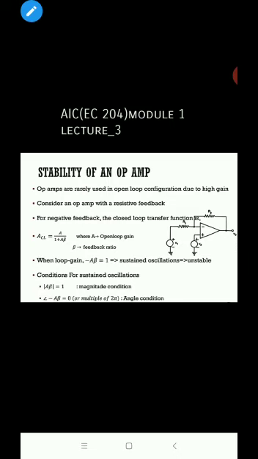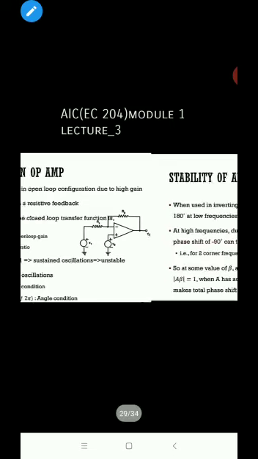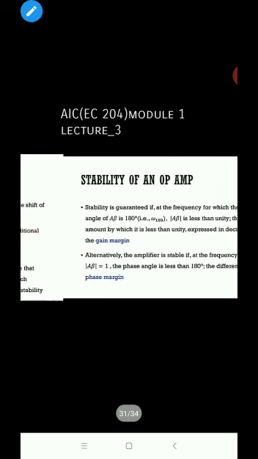The conditions for sustained oscillations are the Barkhausen criteria. We know that the magnitude of A beta equals 1, and the angle of A beta equals 0, that is the phase shift around the loop. The total phase shift must be either 0 degrees or 360 degrees. This is the angle condition. Now, the stability of the op-amp.